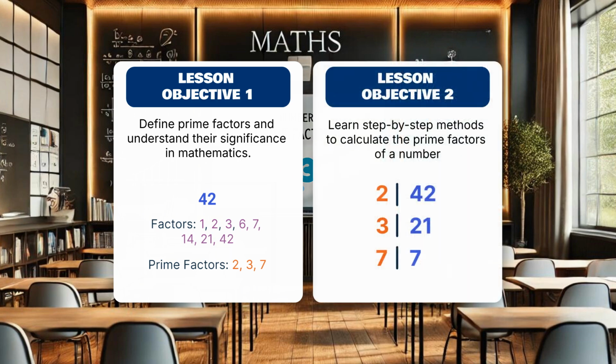We then detailed a step-by-step method to calculate the prime factors of a number. This involved dividing the number by the smallest prime numbers sequentially until we reached a prime number. Additionally, we discussed expressing prime factorizations in index form to simplify mathematical operations. This understanding of prime factors is a crucial tool in your mathematical toolkit, enabling you to uncover deeper relationships between numbers and enhance your problem-solving skills.